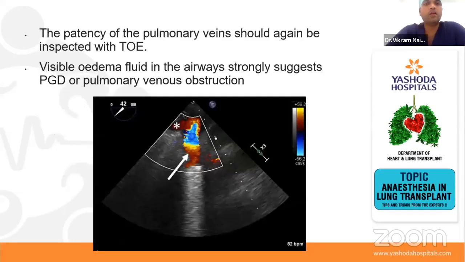Once again, transesophageal echocardiography is very important. This time you should inspect the RV function, the PA anastomotic site, and the pulmonary vein anastomosis. The pulmonary vein anastomosis should be more than 5 millimeters, and the gradient across should be less than 10. Any visible edema fluid in the airway strongly suggests PGD or a pulmonary vein obstruction.